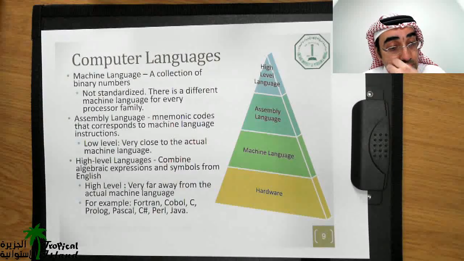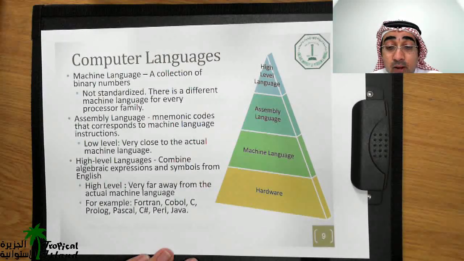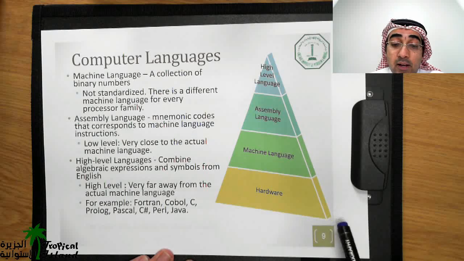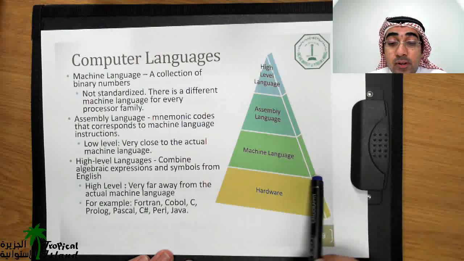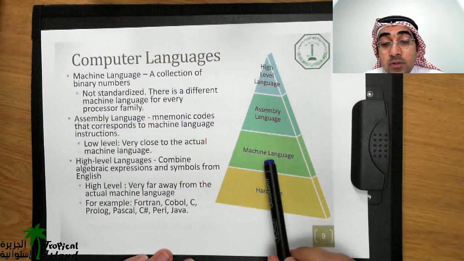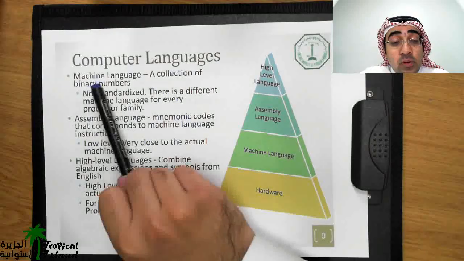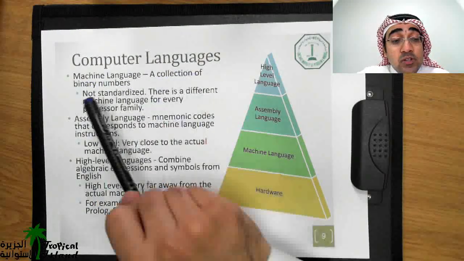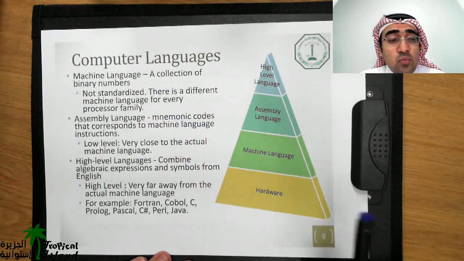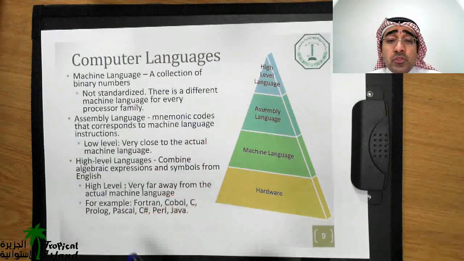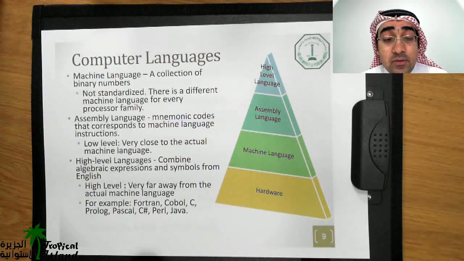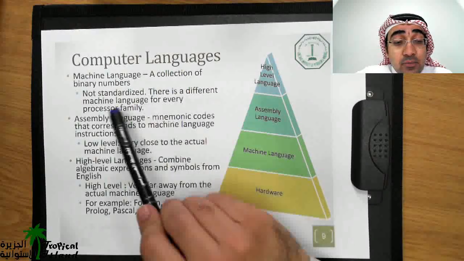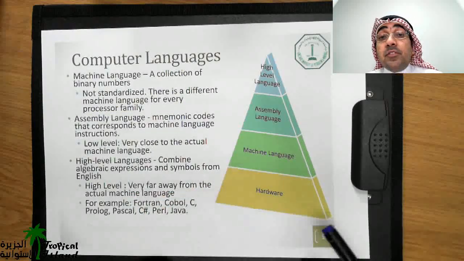Now we come to computer languages. As we spoke before, we have hardware in a computer, and the hardware of a computer only talks machine language. Okay? So what is machine language? A machine language is a collection of binary numbers. It's a bunch of zeros and ones. Okay? The problem with machine languages is that they are not standardized. There is a different machine language for every processor family.